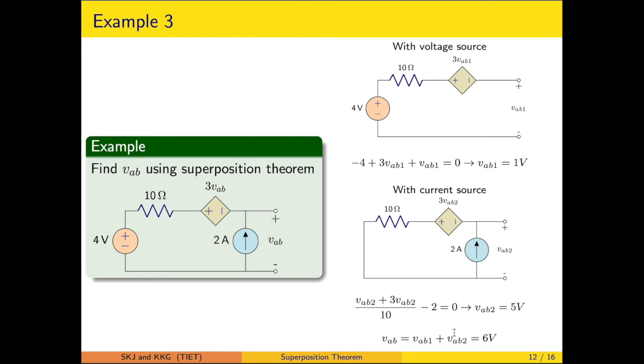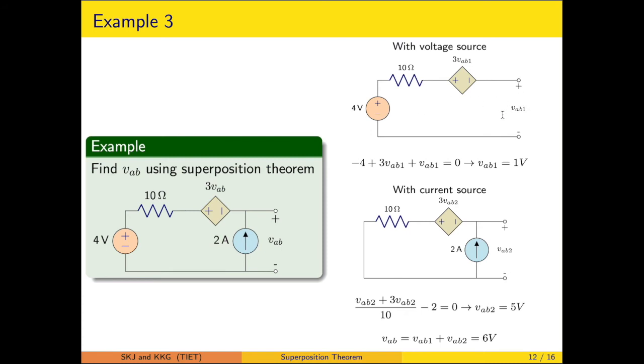In the third example, we have to calculate the VAB using the superposition theorem. Here there is an open circuit, but this is a controlled source. The controlled source in this question depends on the open circuit voltage VAB. Again we go by the same procedure. When the voltage source is considered alone, the current source is open circuited, so that particular source is removed.